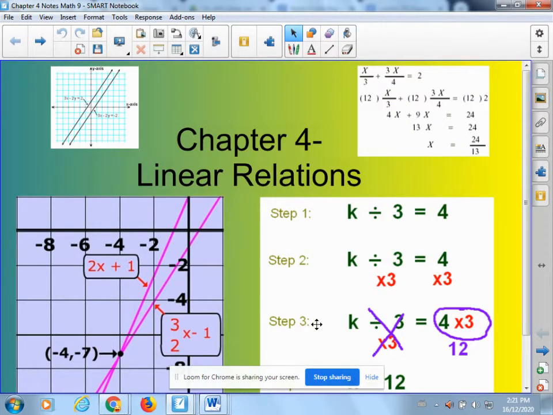Welcome back to Math 9. Today we are going to be beginning the next chapter, which is chapter 4, linear relations.